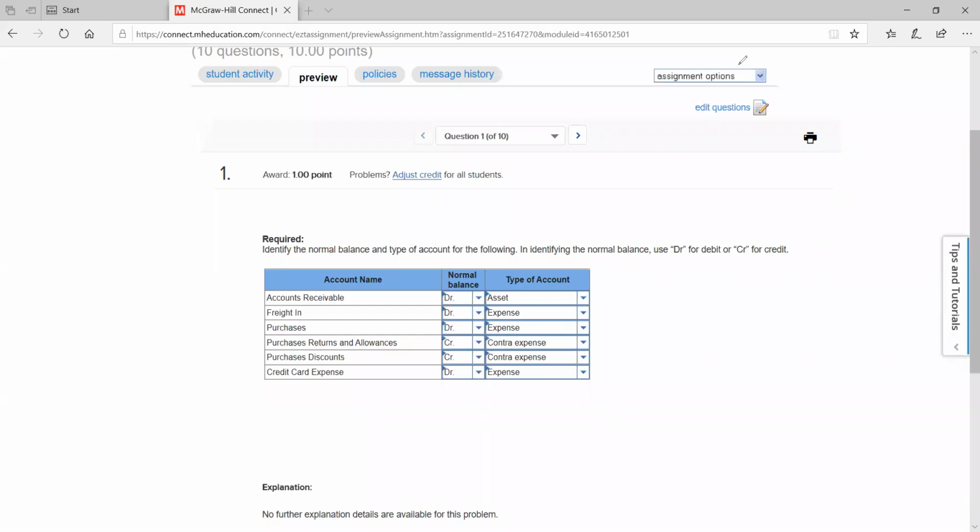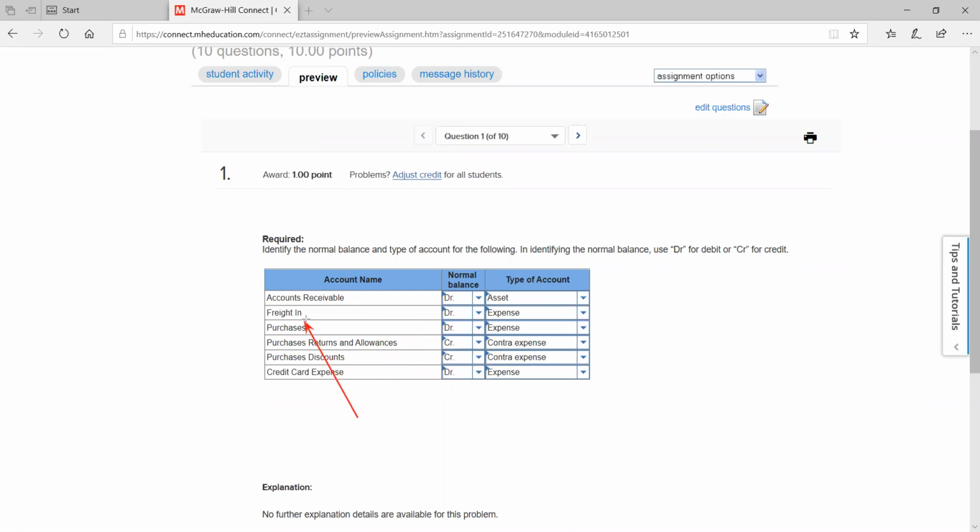All right, let's take a look at your Chapter 8 homework. This is problem number 1. Again, identifying some new accounts, account types, and also the normal balance. So first one, we've seen this one before. We know accounts receivable is an asset. It's got a debit balance.